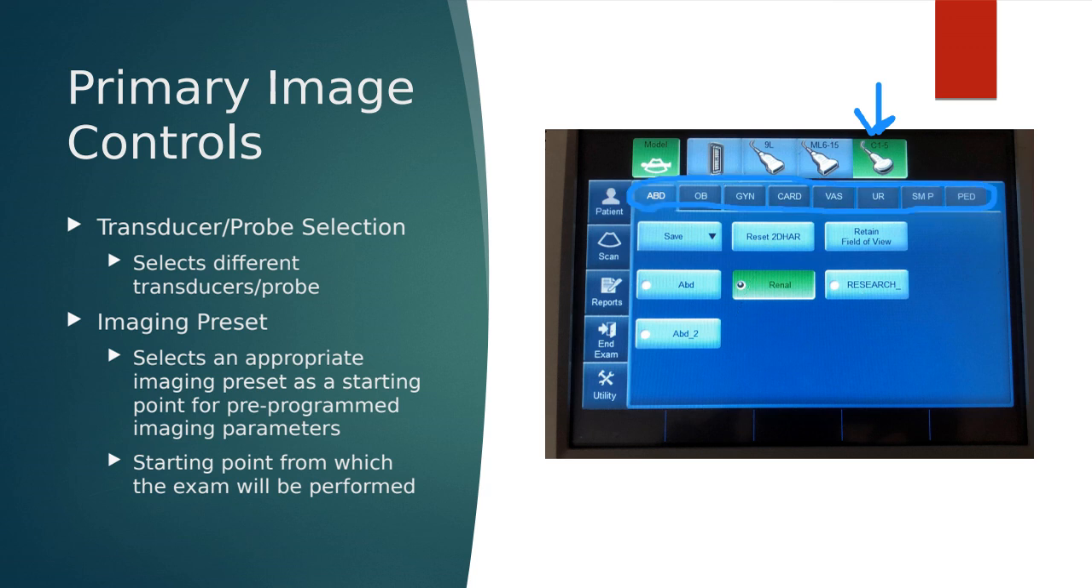So we select the curve transducer, our abdomen folder is going to pop up, but we can also select OB settings, GYN settings, cardiovascular, vascular, urinary, small parts, and pediatric presets in those individual folders. So on the abdomen tab, we can see that we can select from an abdomen, a renal, or an abdomen 2. Abdomen 2 just stands for a patient who might need a little bit extra penetration. They may need a little bit extra sound wave energy because they may have a larger body habitus. So these are standard imaging presets within that abdominal folder.